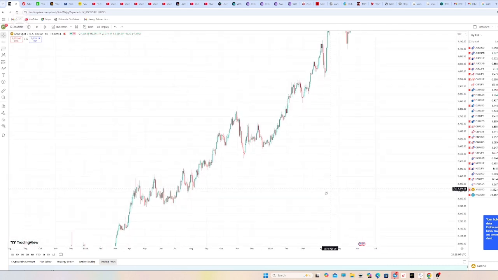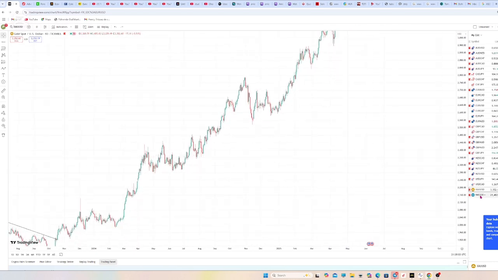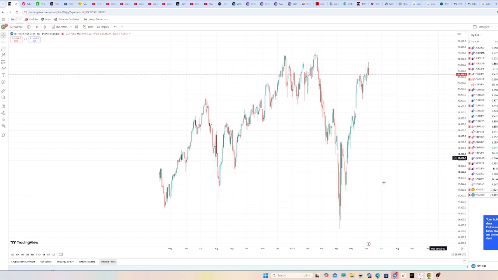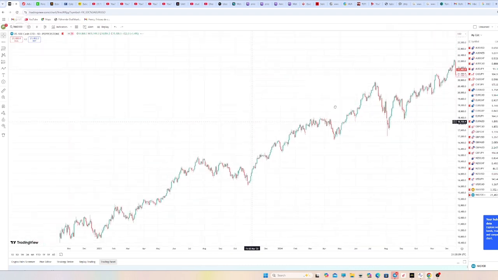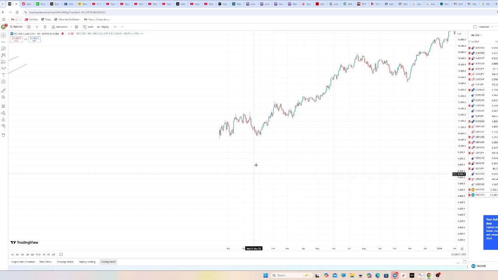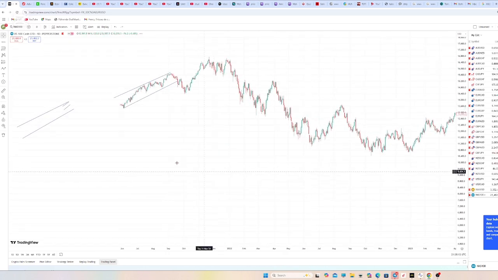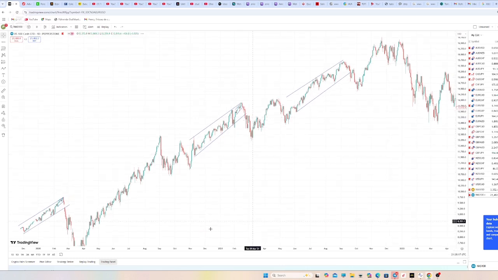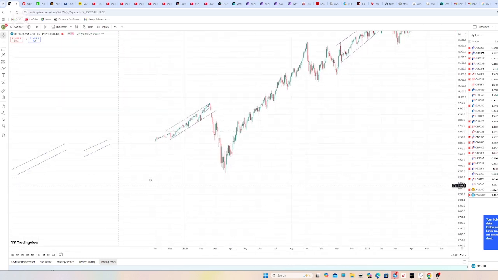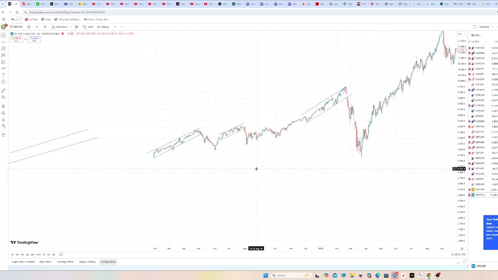Let's move to Nasdaq. Okay, awesome. Let's go to Nasdaq. This is very powerful, especially when you combine it with other price action, as mentioned before. It makes it even stronger, very strong.